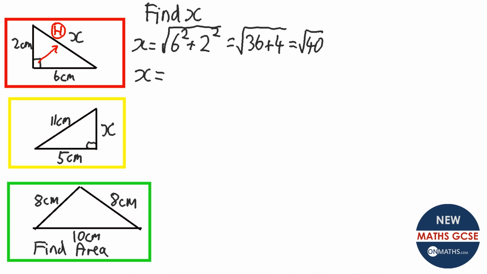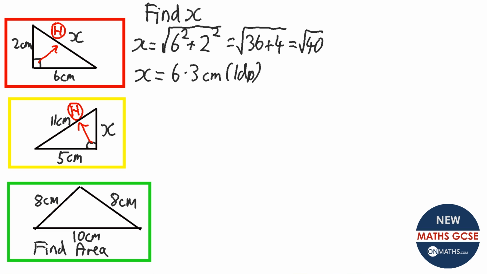Now if I type that into the calculator, it's going to give me an answer of 6.3, and I'll put the units, which is centimeters, and that I've rounded to 1 decimal place. Okay, for the next one, let's have a look. Where's the hypotenuse? Opposite the right angle, so up here.